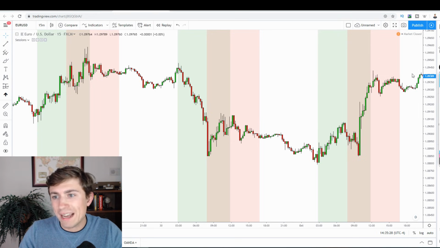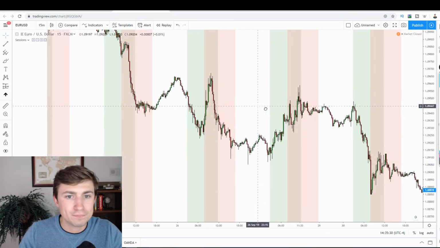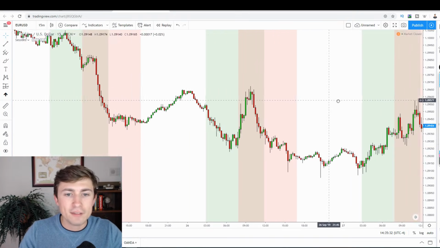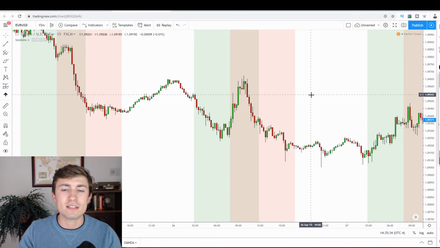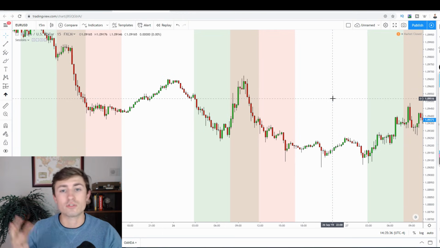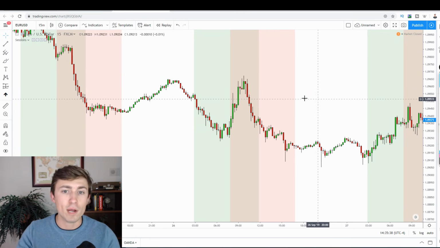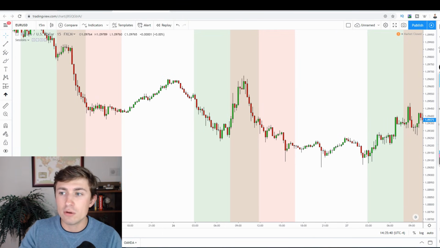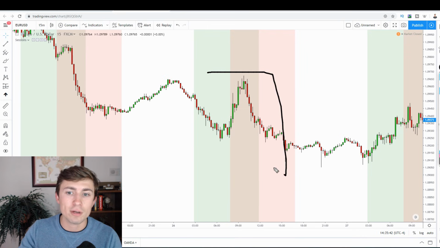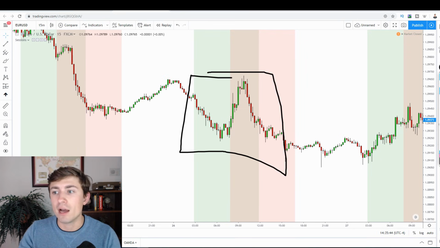So if we just scroll back and look at some more examples here, you can see that overall, the market direction doesn't necessarily strongly continue or strongly reverse every single time the same way. But what we do have is almost certainly an increase in volatility from that Asian session.